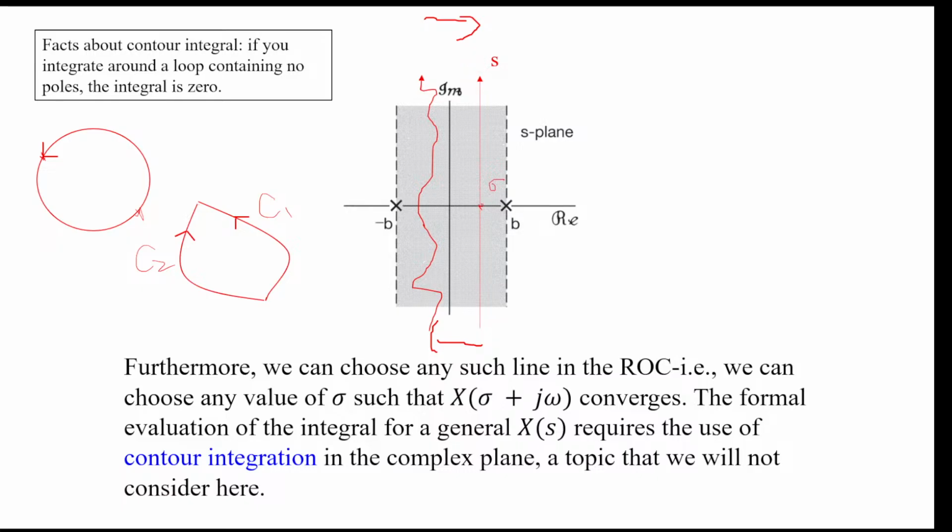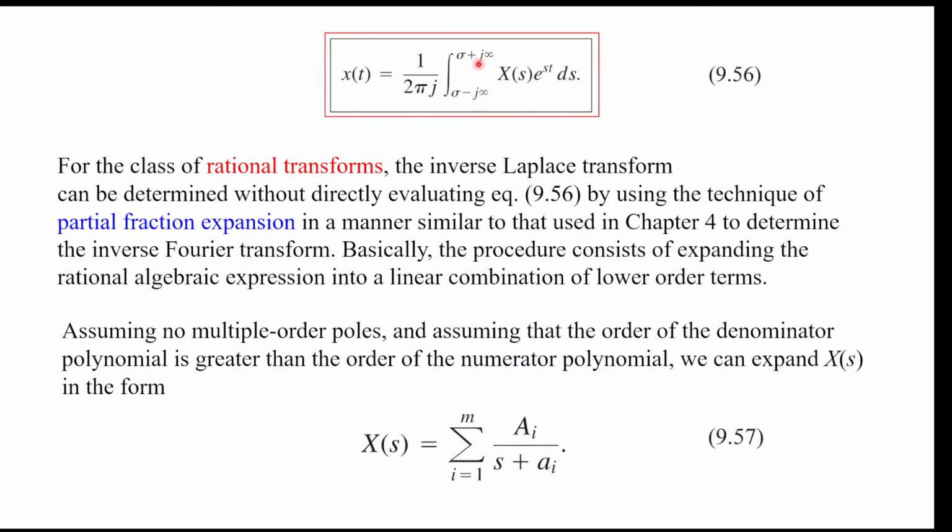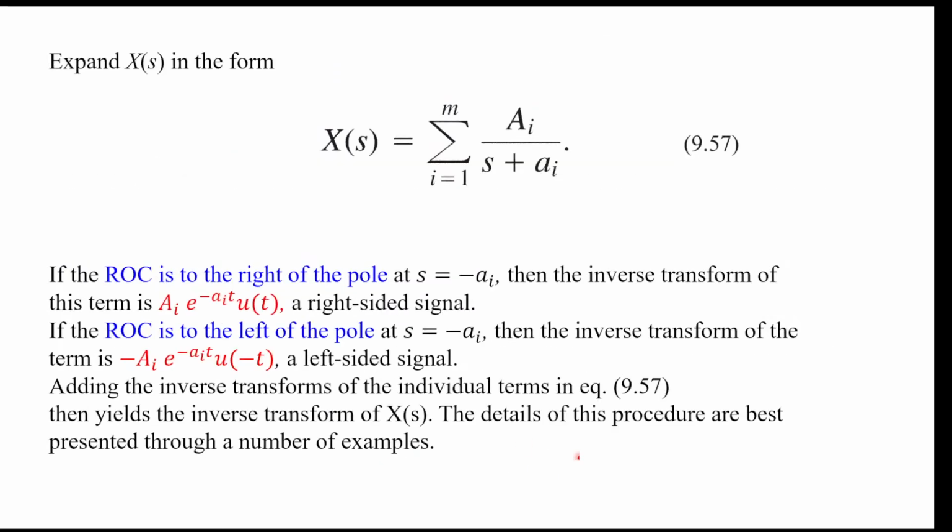Another way to do this inverse Laplace transform is that for a rational function, once again we can do partial fraction expansion. So for example, if we are lucky, then we can decompose our rational big X of S into first order partial fractions, a linear combination of terms that look like 1 over S plus A. And 1 over S plus A, we know, can be inverse Laplace transformed to two different possible time domain signals, depending on your ROC.